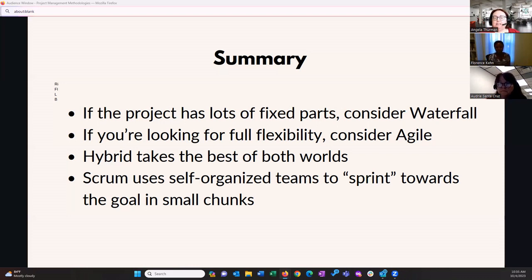And hybrid would start with a planning phase where you would plan out maybe a schedule, a budget, and then you would launch into those agile steps.